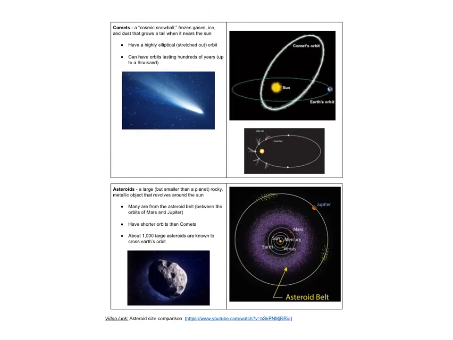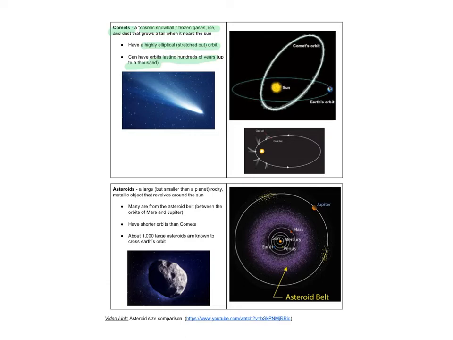So the first celestial object that we're going to talk about today is a comet. And a comet is like a cosmic snowball because it's made of frozen gases and ice. It's a rock with a bunch of ice and gas all mixed together, and it comes from pretty far away, so it has a highly elliptical or stretched out orbit. And these orbits can last hundreds of years, up to I think 1,000 years. Their orbit is so long because they come from really far away. As you can see here, a comet can orbit in a highly irregular shape and usually comes from far away places, much further than the orbits of planets.